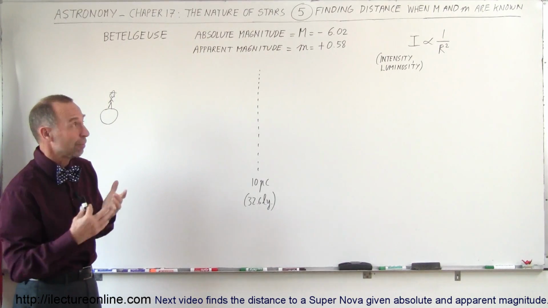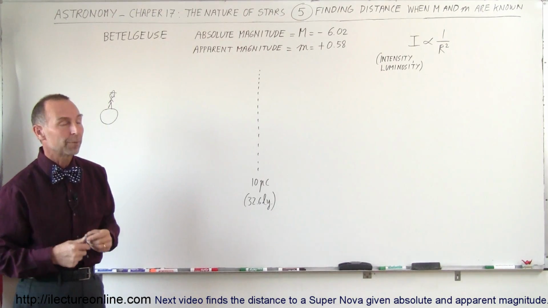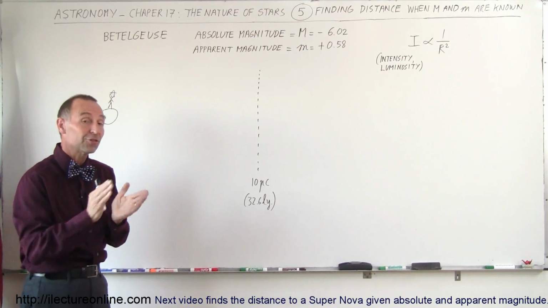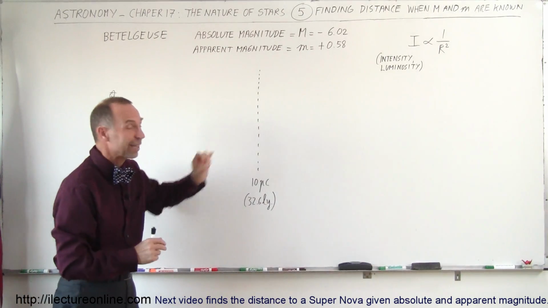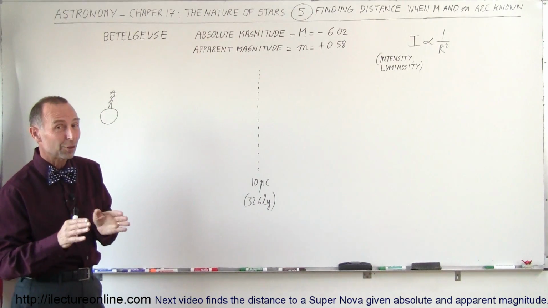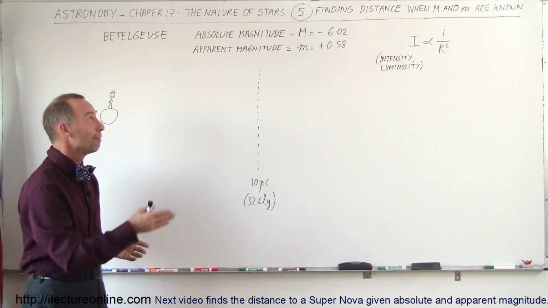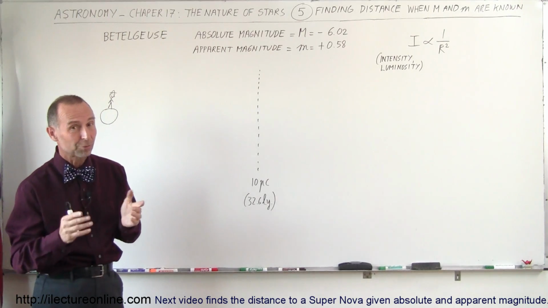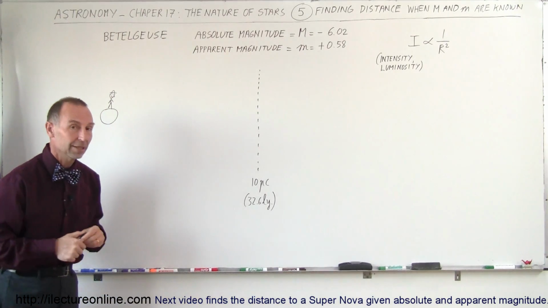Since the absolute magnitude is minus 6, that makes it a very, very bright star. Remember, our sun, if we place our sun over here, its absolute magnitude would only be a plus 4.8. So minus 6.02 is much, much brighter than a plus 4.8.